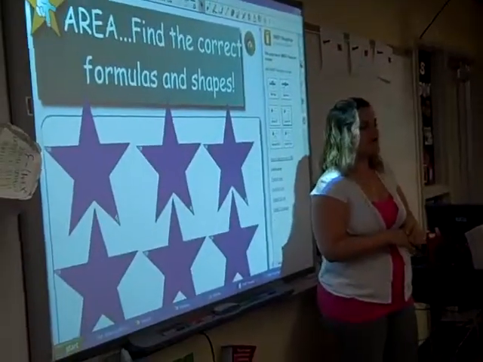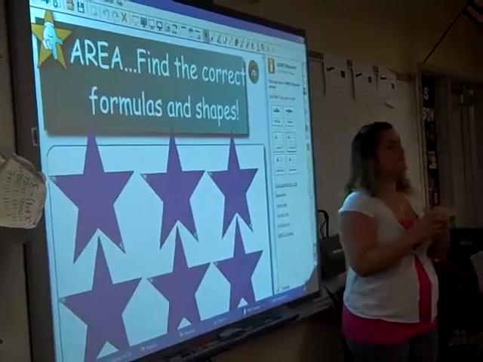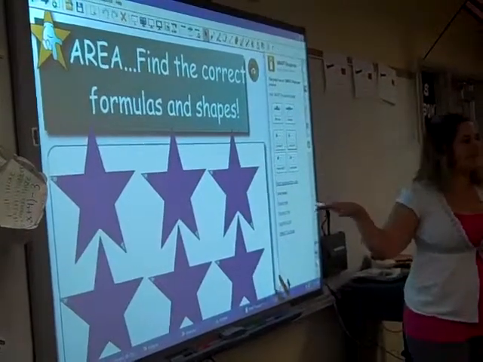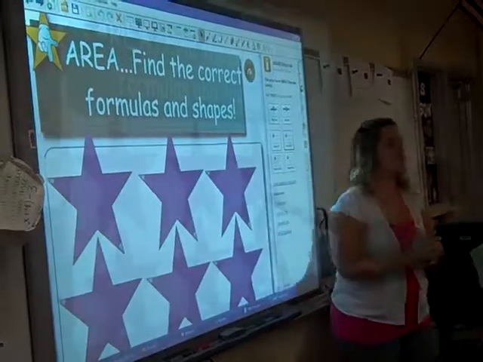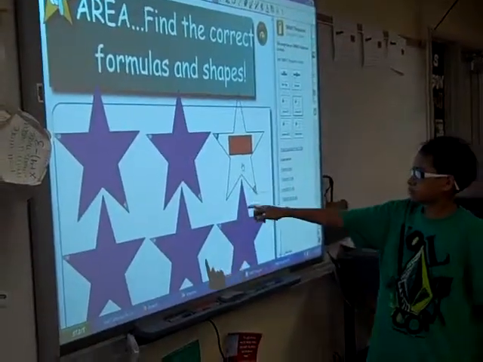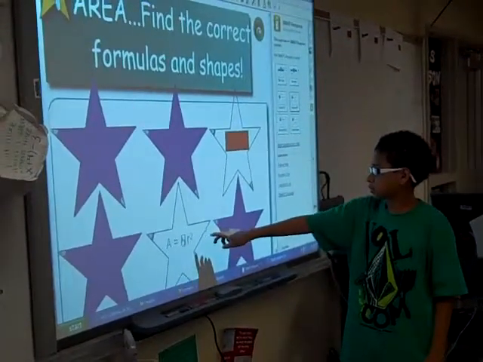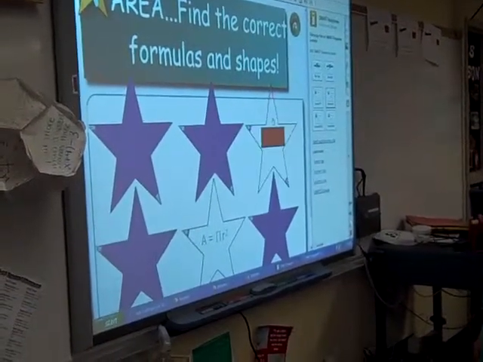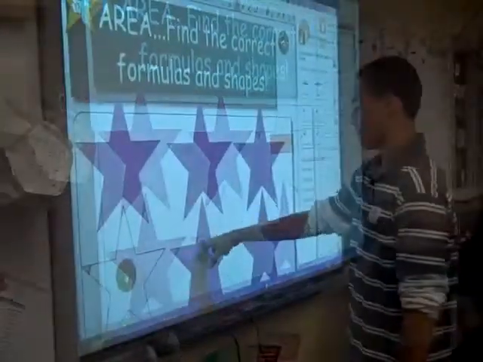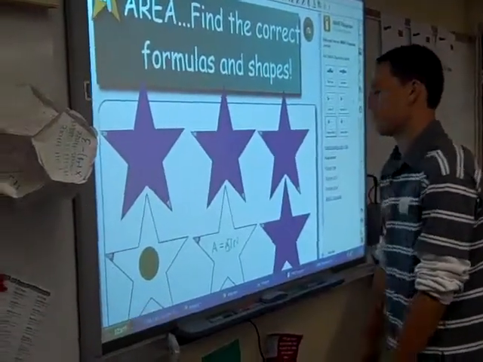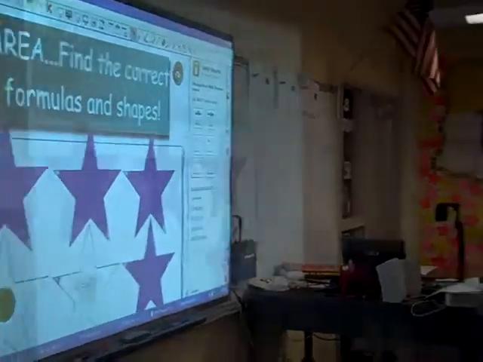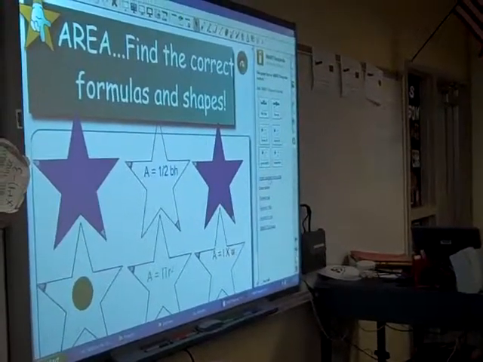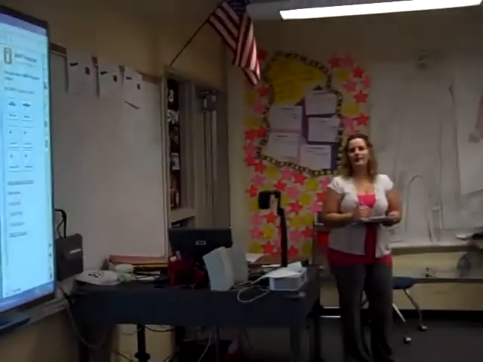Now let's talk about area. Remember, it's the number of square units inside the figure. It's kind of like a matching game. Match the correct formula to the area. Now we're trying to find the formula for the rectangle. Is pi r squared the correct formula for the rectangle? No. Circle. Pi r squared, is that correct? Yes.